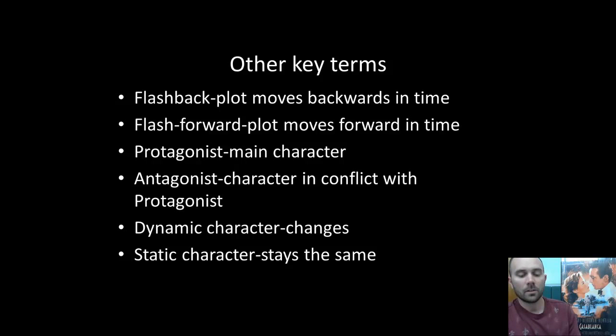A static character, on the other hand, is a character who does not undergo any sort of change. So they start the film one way, and by the time we get to the end of the film, they are the exact same. They're static.